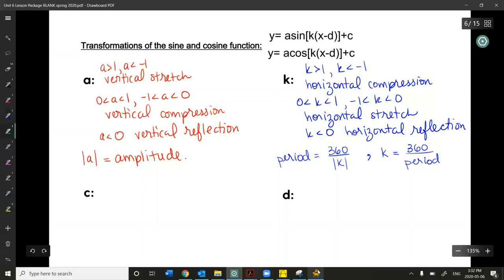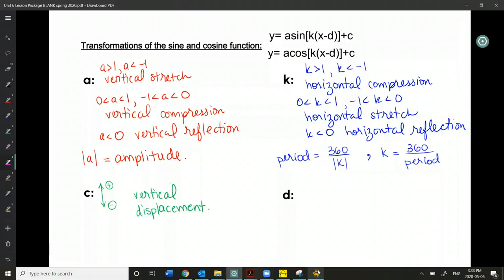Okay, and then c and d, these are translations. So c can shift our graph up and down, as we know. A positive will shift our graph up, where a negative will shift our graph down. When we're referring to these periodic functions, we call this vertical displacement rather than vertical shift. Okay, and then d also has a special fancy name when we're working with periodic functions. We call it phase shift.